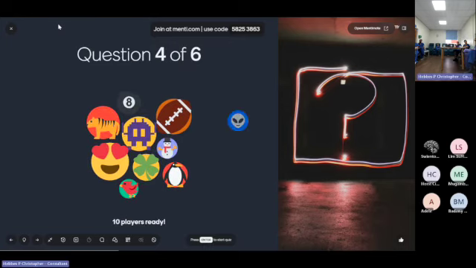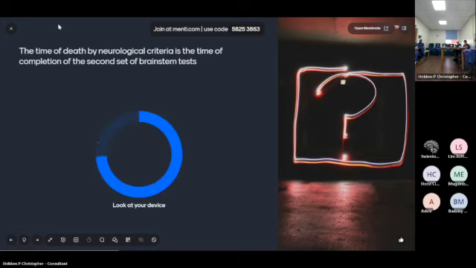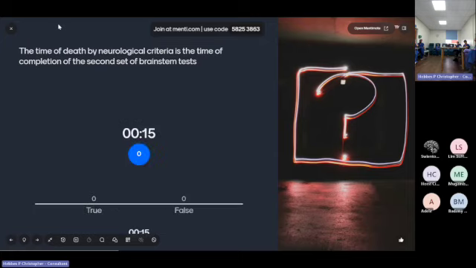Question 4, let's start. Time of death by neurological criteria is the time of completion of the second set of brainstem tests. True or false?